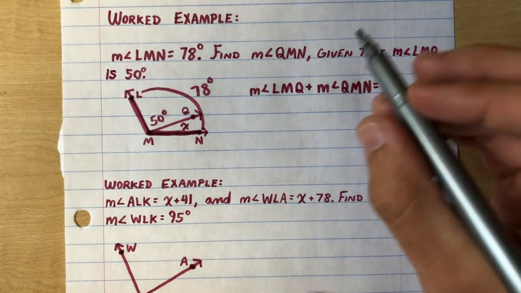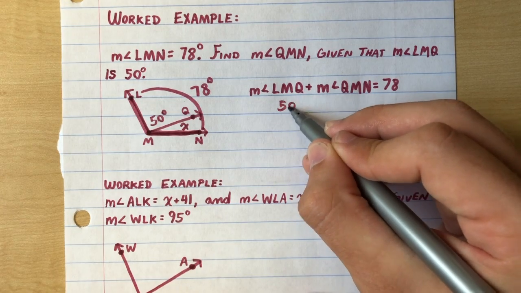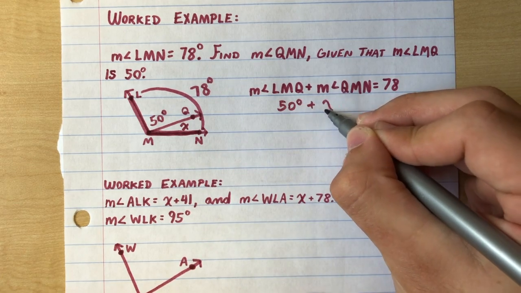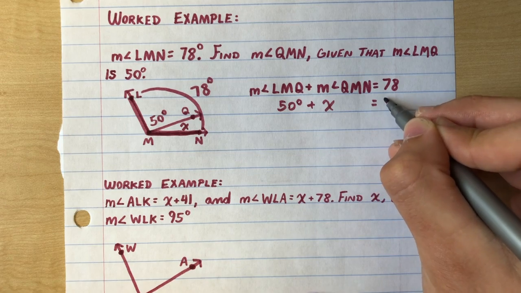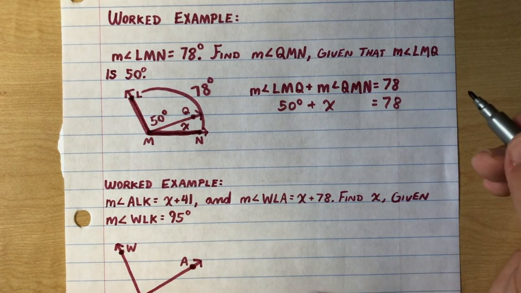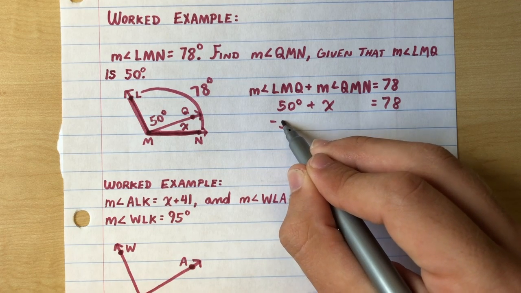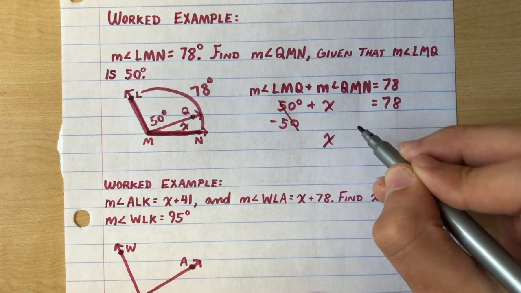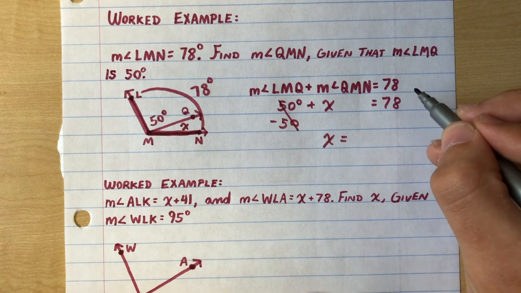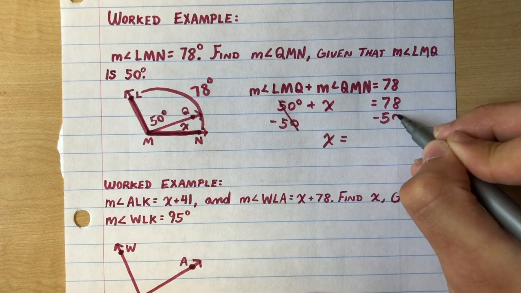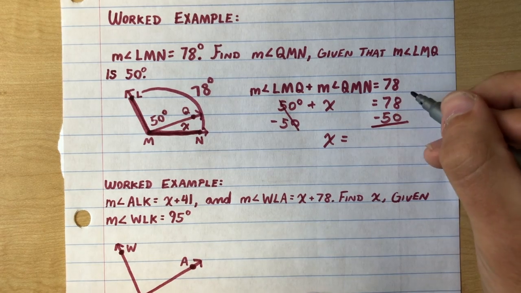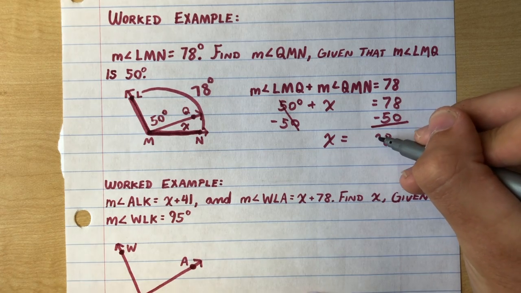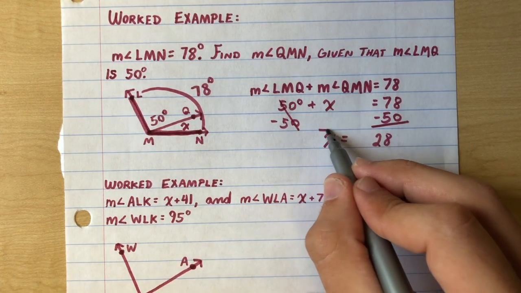So now let's put in our values here. This, it says, is 50 degrees, plus this, it says, is X. That's what we want to know. And this is all equal to 78. So now you're just solving. Like I said, so now this is minus 50. That cancels because 50 minus 50 is 0. So the only thing left over here is X. And X equals whatever 78 minus 50 is. So 8 minus 0 is 8. 7 minus 5 is 2. So that must be, X would be 28.